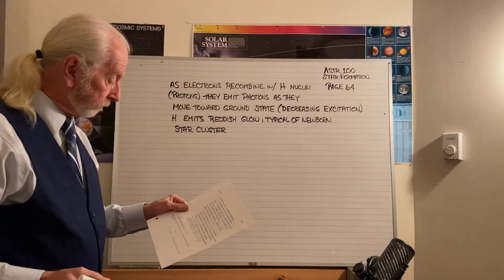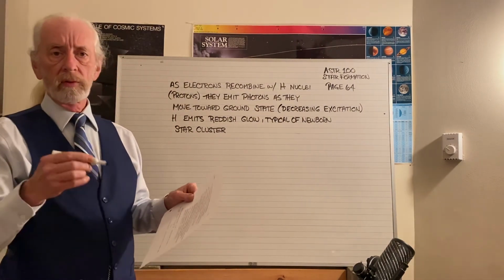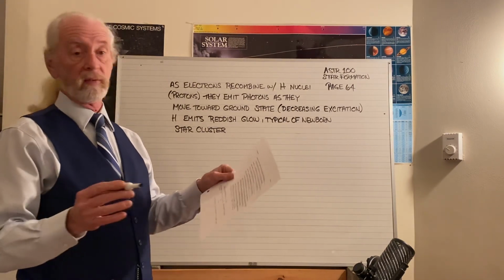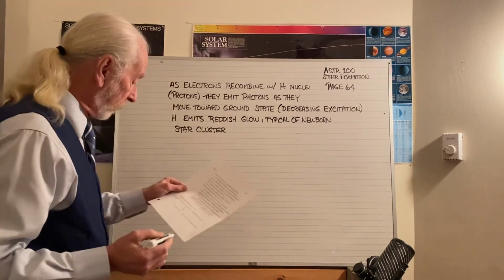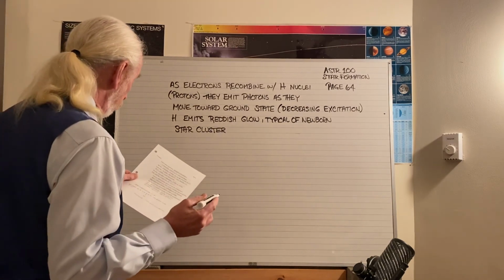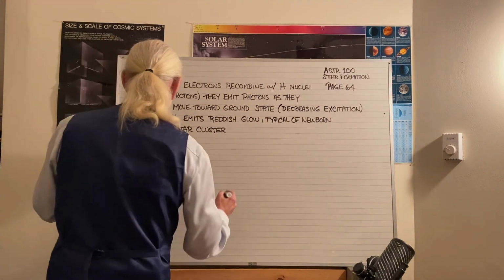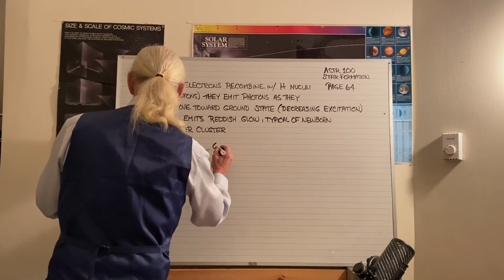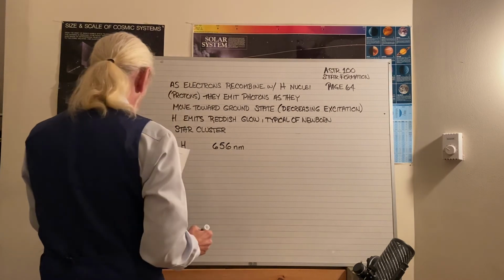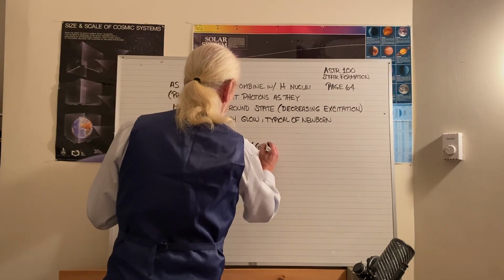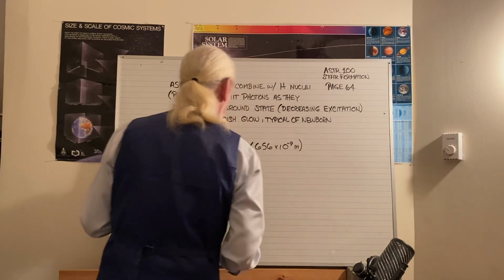Now, recall also, we discussed this earlier, different elements are going to emit different colors according to whatever their atomic structure is, because they're going to have different types of electron shells. So, for instance, hydrogen emits visible light at 656 nanometers. Okay, that would be 656 times 10 to the negative 9 meters. Okay, that's the wavelength.